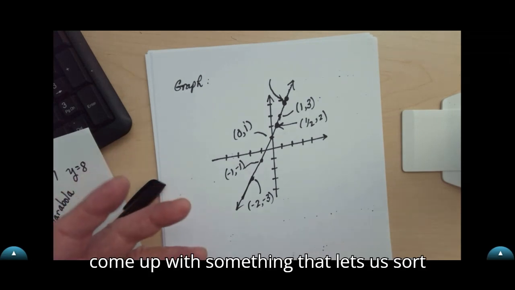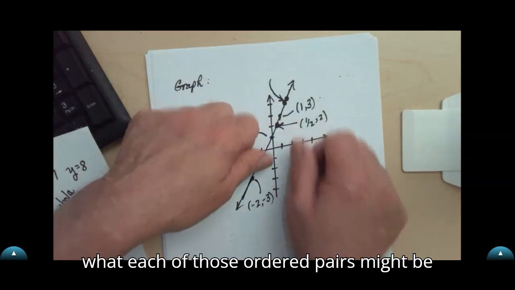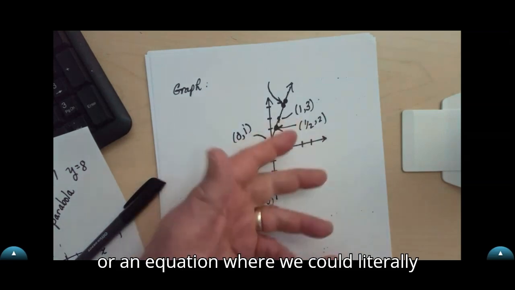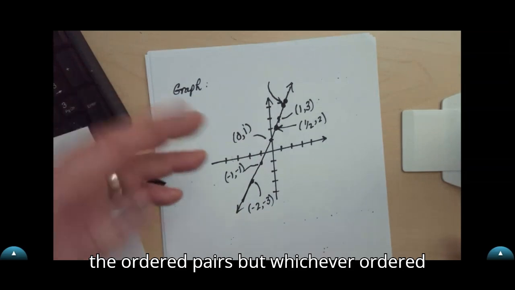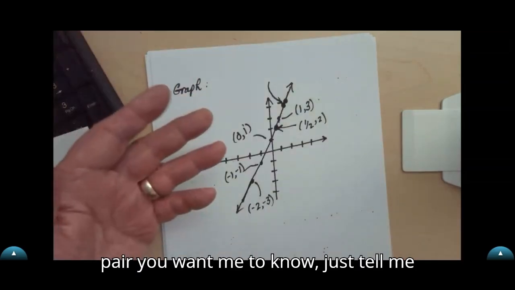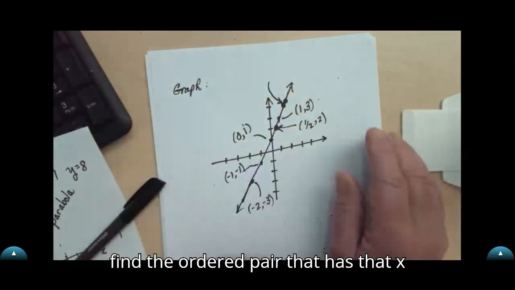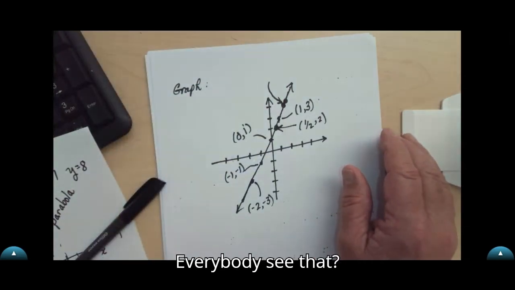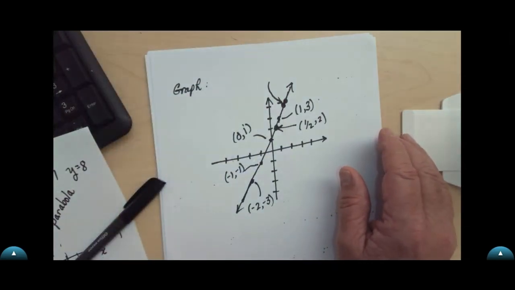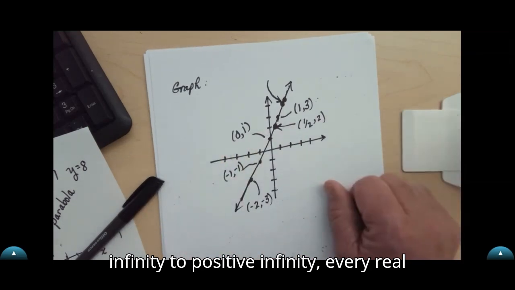But we can come up with something that lets us visually see a ballpark of what each of those ordered pairs might be, or an equation where we could figure out, okay, I don't know all the ordered pairs, but whichever ordered pair you want me to know, just tell me the x value you're interested in, and I'll find the ordered pair that has that x value, by plugging it in and getting the y that goes with it. Everybody see that? So what is the domain then? The domain of this I think would be all real numbers, from negative infinity to positive infinity, every real number.